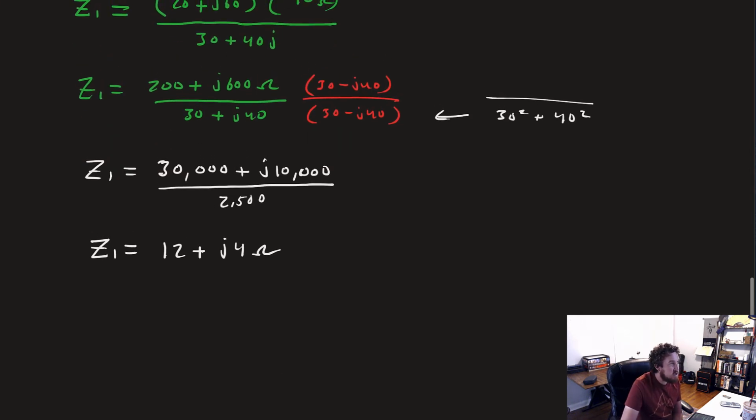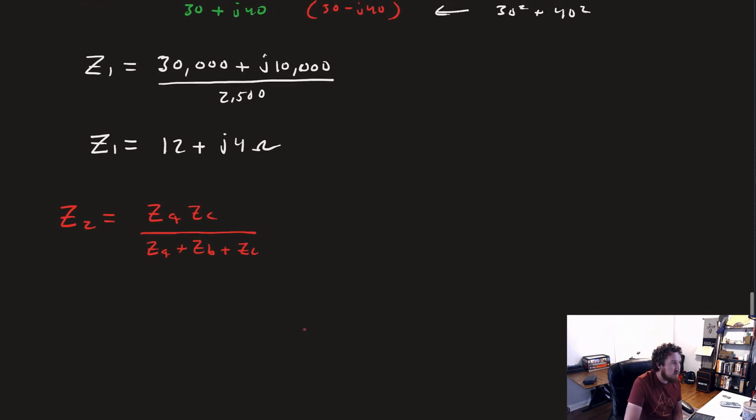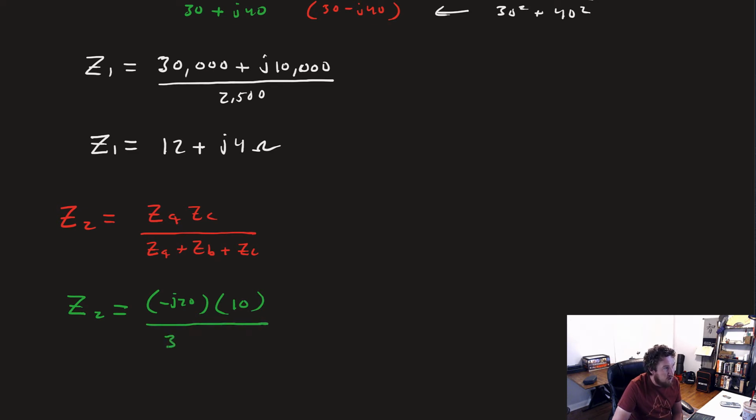So now let's do Z sub 2. Remember from the previous section, Z sub 2 is equal to ZA times ZC over the sum ZA plus ZB plus ZC. Z2 is going to be, so ZA is our minus J20 times ZC, which is 10, over our 30 plus 40J sum there.